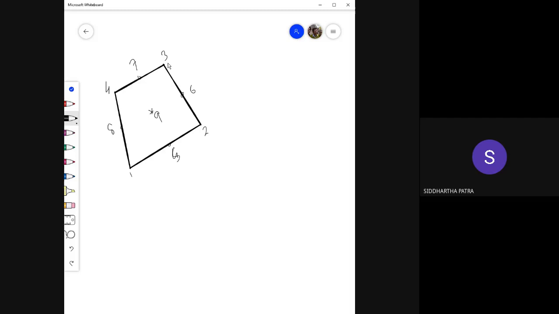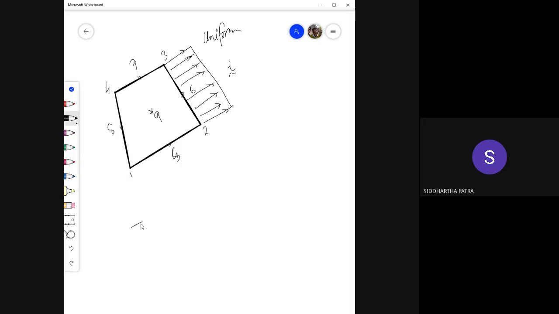Okay, and let's say you have a uniform traction in a given direction. Let's say this is a uniform traction. It may be along x, y or any arbitrary direction, but that is uniform.